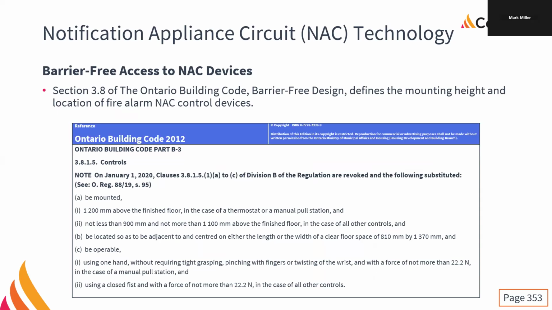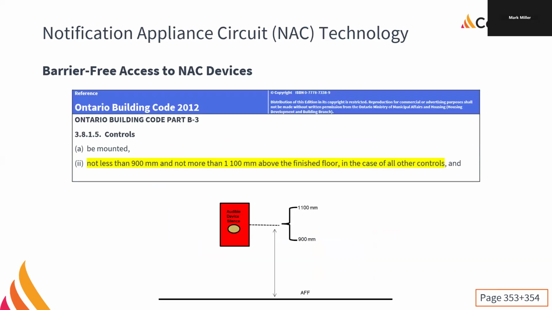Barrier-free means of access applies to our notification devices. When we're talking about the audible device silence buttons, they have to be between 900 and 1100. So 1 meter to center, we're good. 1100 to center, we're still good. I tend to go 1100 to center with these on the rare occasions that they get installed. That way they're the same height as the pull stations.